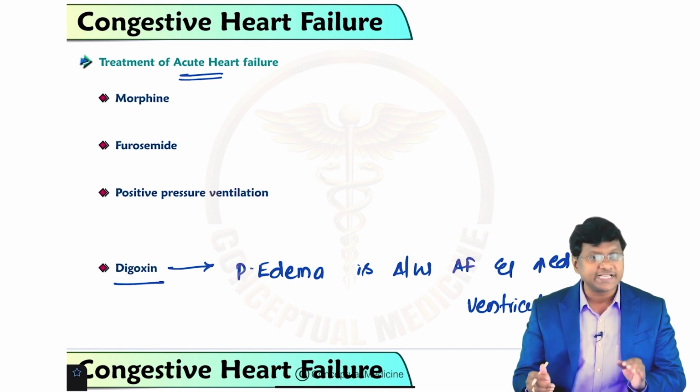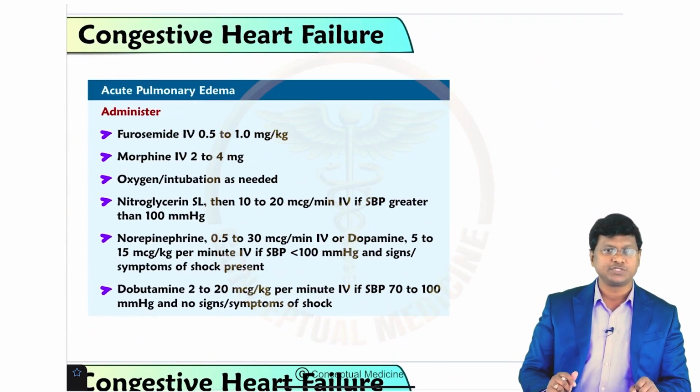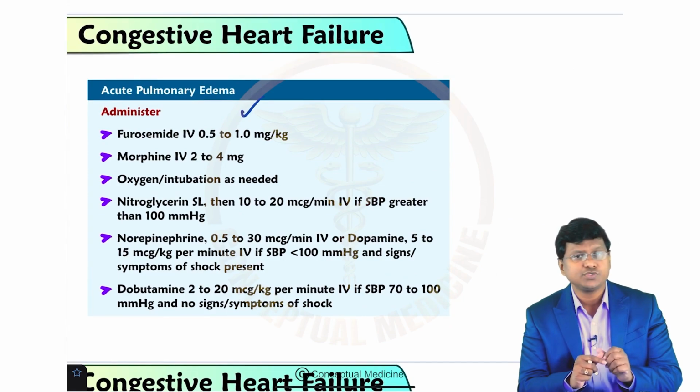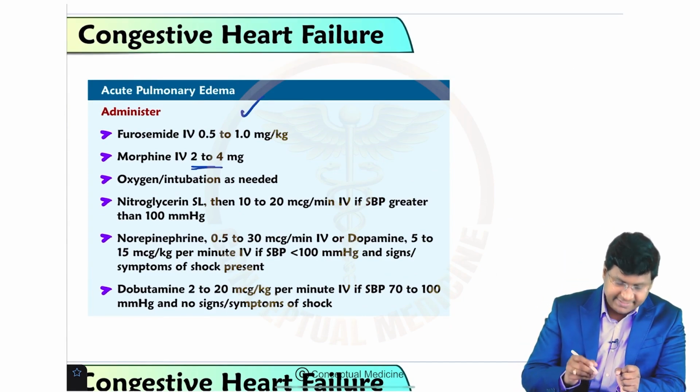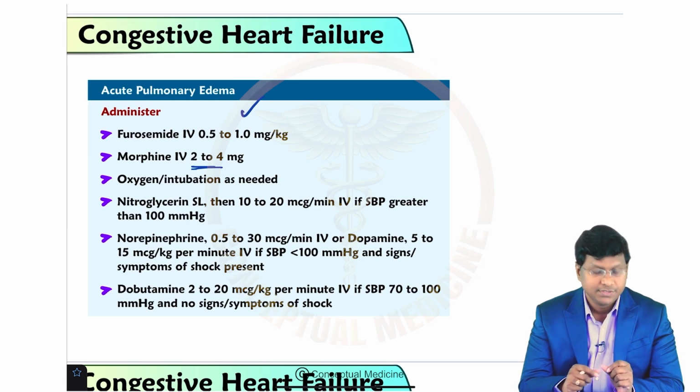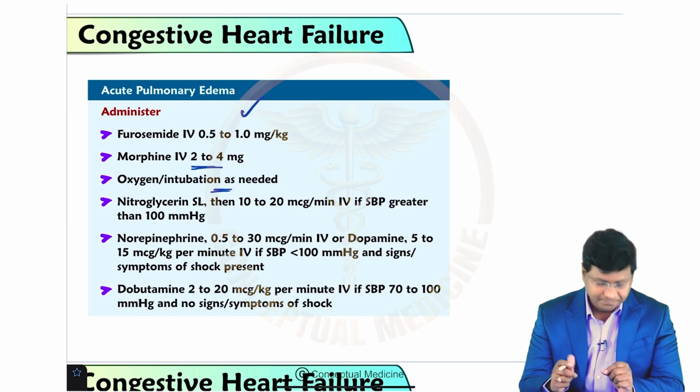If you take the dosages of these drugs, I told you the loop diuretic is furosemide. The dosage is 0.5 to 1 milligrams per kg. Morphine, how much do you give? That is around 2 to 4 milligrams. And oxygen and intubation as needed for the individual.